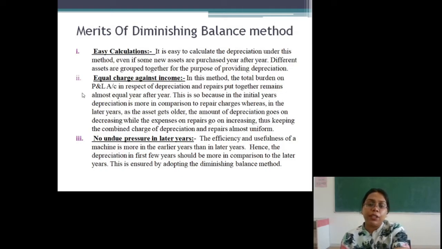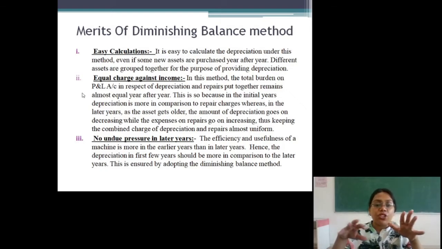Why? Because under this method, the burden on the P&L account in respect of depreciation and repair charges put together remains equal year after year. This is because the initial year depreciation is more and repair charges are less, and in later years the asset gets older and the amount of depreciation goes on decreasing while the repair charges go on increasing. So the combined charge makes depreciation and repairs almost uniform.